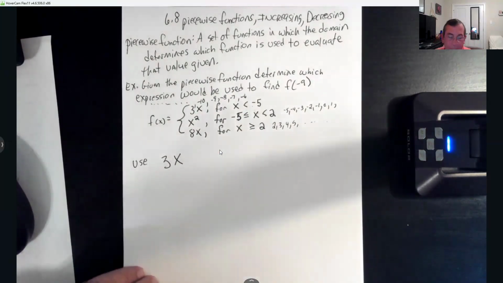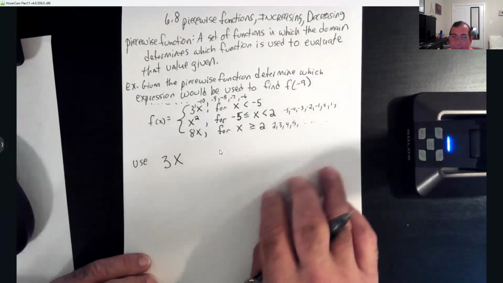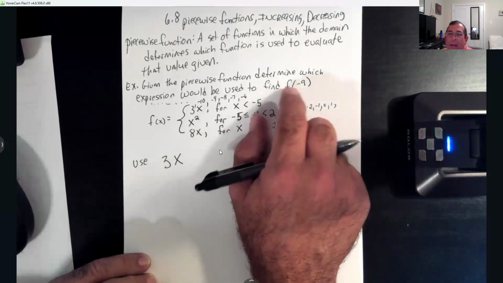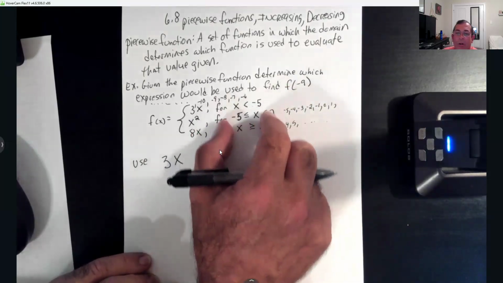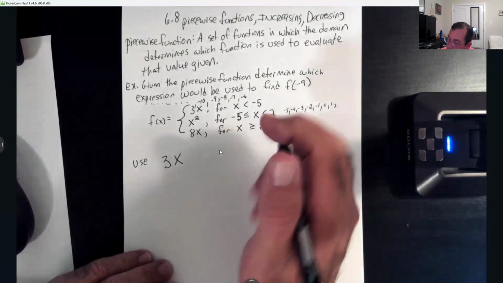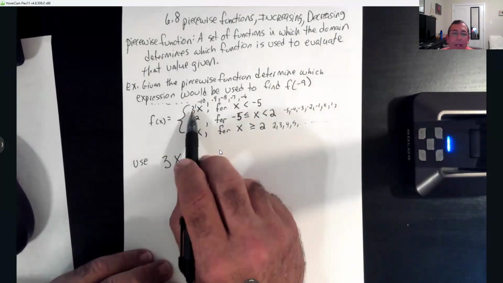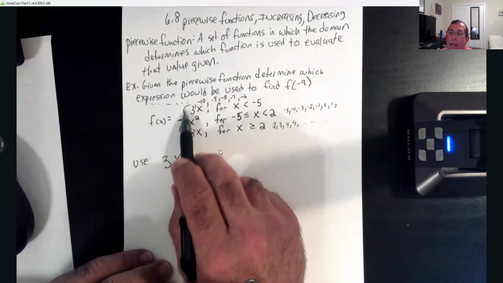So y'all, guess what? You're just going to find where your value lies in the domain. This is all your domain stuff. Once you know what domain you're in, then you pick out which equation you have, okay?